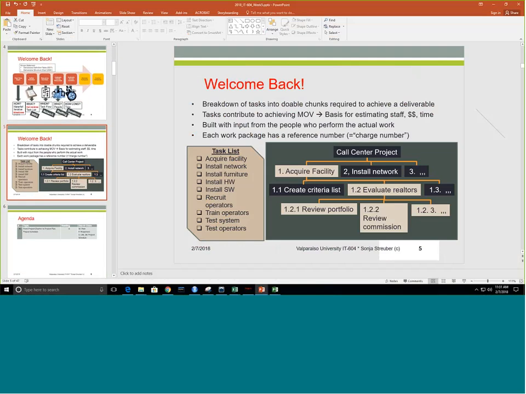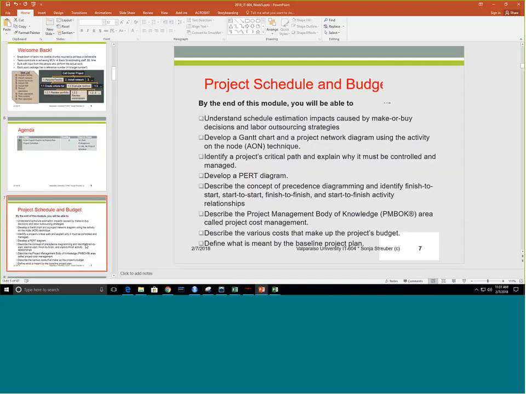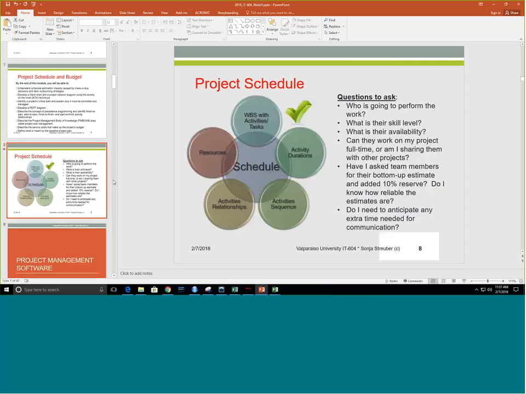So how do you get to the WBS? Well, last week we looked at just building a basic task list, and then taking that task list and figuring out what is all the work that needs to be done, for example, the call center project, and how can I break this work down further until it cannot be broken down any further. If we have come to the point where the work activities, the tasks, cannot be any smaller, that's the work package level. So this week, we're going to talk about project schedule and budget.